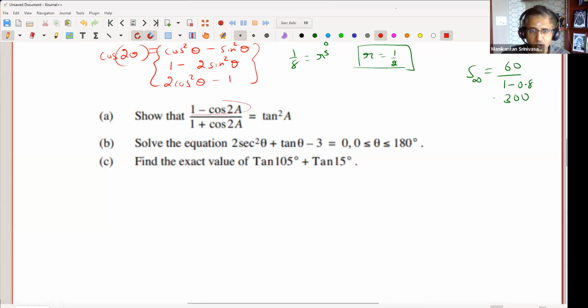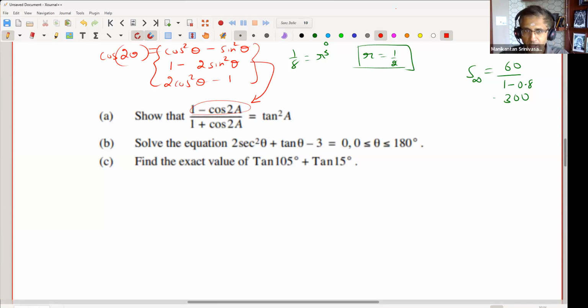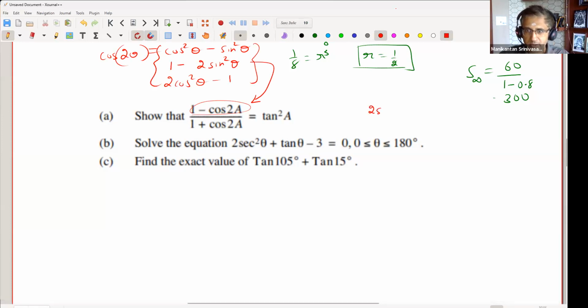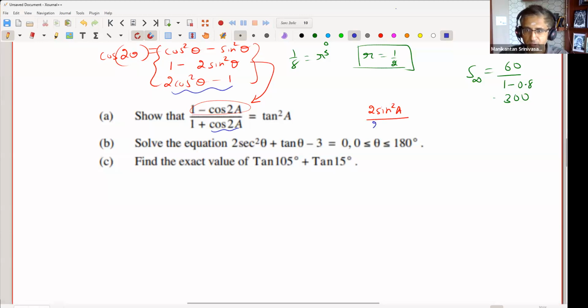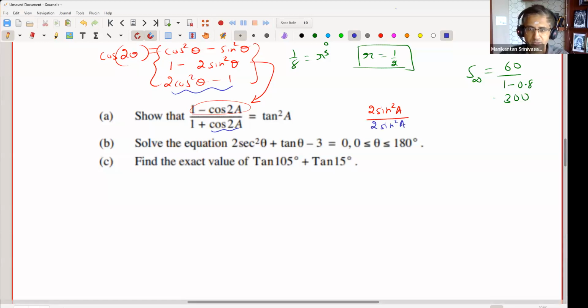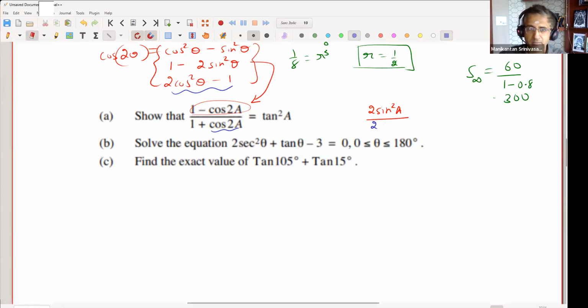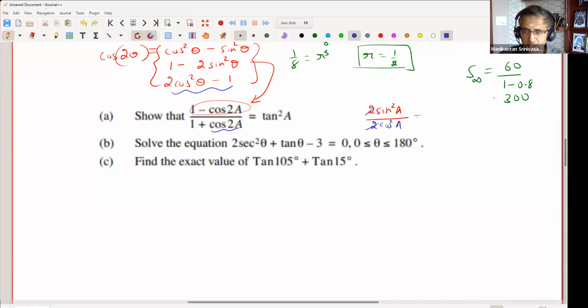So let's use whatever is convenient. When I have 1 minus cos 2a, it's easier to use this one. So I'll say this is 1 minus 2 sin square a, therefore it will be 2 sin square a. And for 1 plus cos 2a, just so that the 1 knocks off, I'll use this one. So it's 1 plus 2 cos square a minus 1. Therefore, it will just become 2 cos square a. And therefore, we have proved it to be tan square a, as simple as that. Go to RHS.